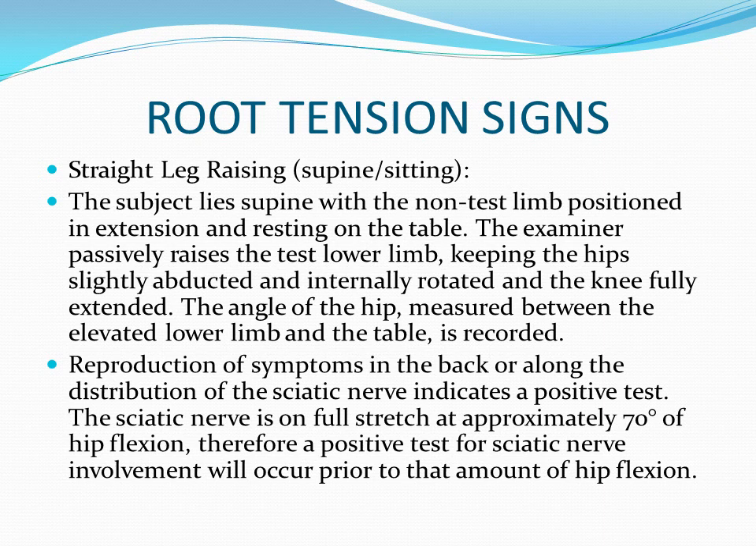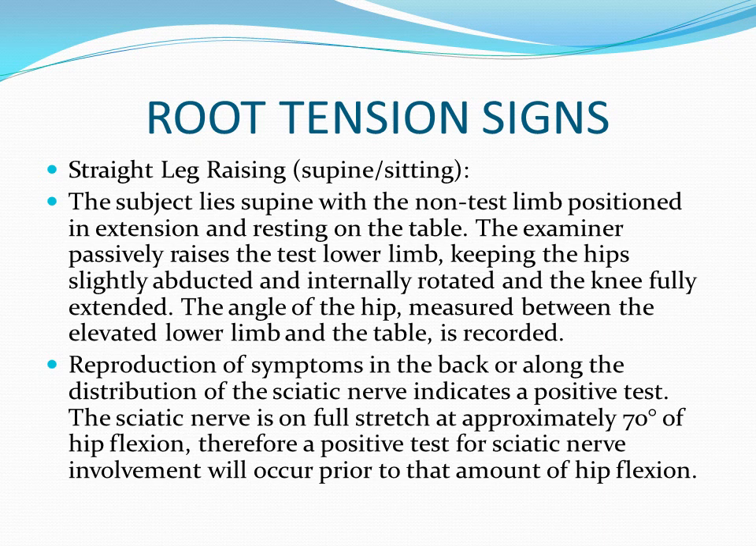Okay, so let's talk about, first of all, the straight leg raising test. The straight leg raising test can be done both supine and sitting. To do the supine straight leg raising test, the subject lies supine with the non-test limb positioned in extension and resting on the table. Then you, the examiner, passively raise the test lower limb. Make sure that your examinee is completely relaxed and that movement of the lower limb is passive, meaning that you as the doctor lift the entirety of the weight of the lower limb.